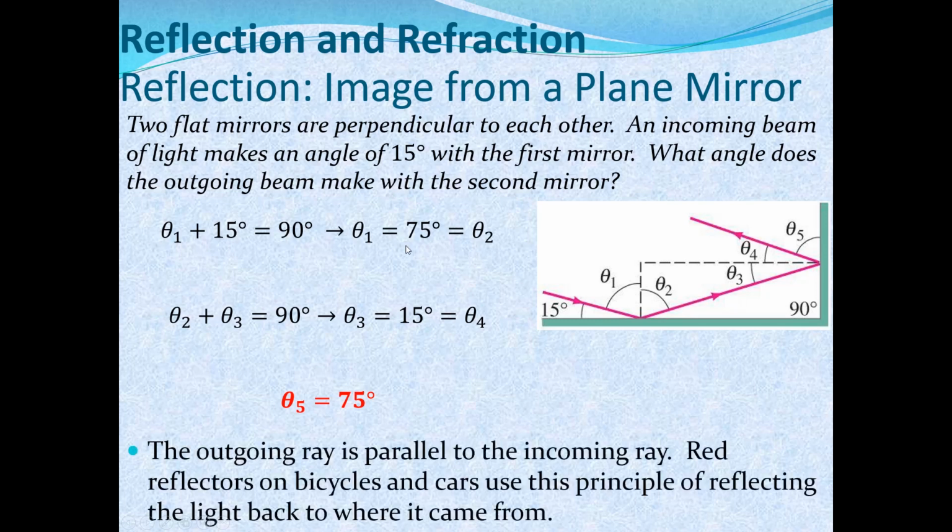One of the interesting things is because of this, the incoming ray and the outgoing ray are actually going to be, sorry, not perpendicular, parallel to each other. So it's going to end up reflecting back where it comes from. And this is actually kind of how the reflectors on bikes are made, by using this principle so that when light hits the surface, it bounces back the same way so that you can actually see it.